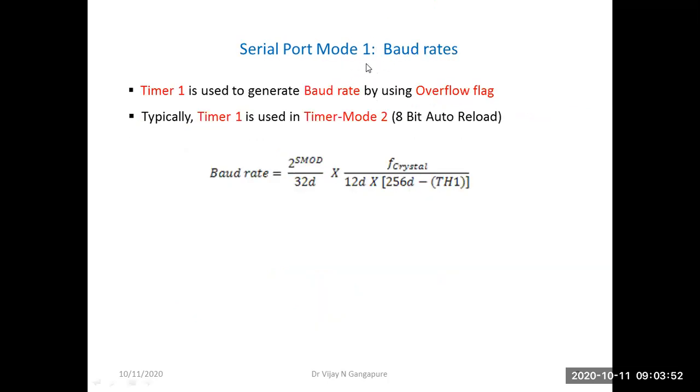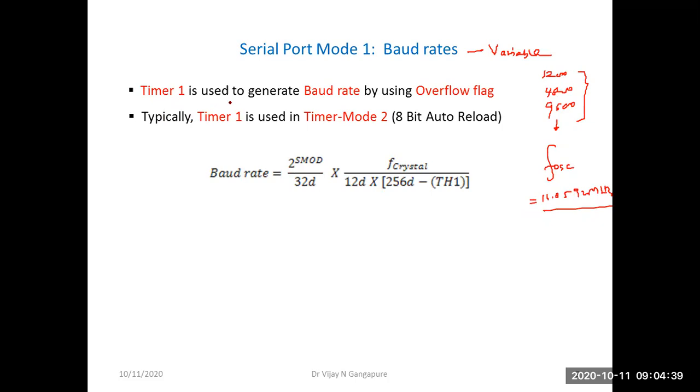Now, serial port mode 1 baud rate: how is that baud rate generated? As I told you, in mode 1 we get a variable baud rate. I can set it to some standard baud rates like 1200, 4800, 9600, and so on. We can set one of these baud rates depending on our requirement, and this we can set only if the oscillator frequency is 11.0592 megahertz. This precaution you have to take.